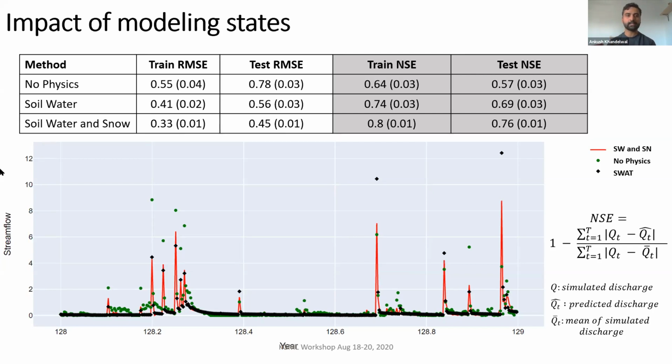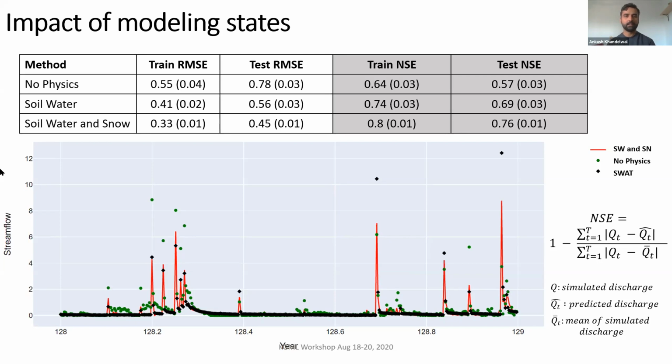So as you can see, as soon as we add this module, the RMSE goes down to 0.56, and a similar trend can be seen in the NSE value as well. So this gives us a quantitative view of the utility of adding those intermediate states as part of the architecture. And then we added another module that tries to capture snowpack at any given time, and that further reduced the RMSE.